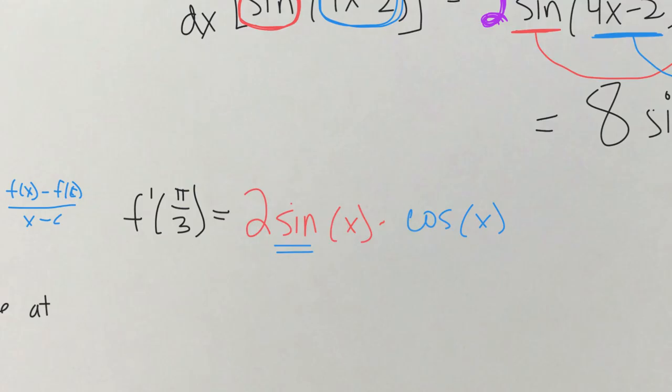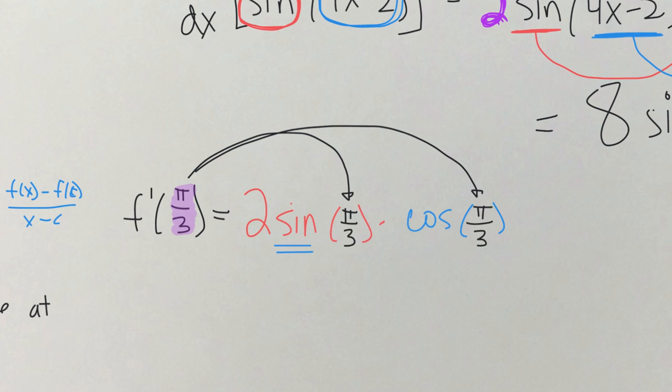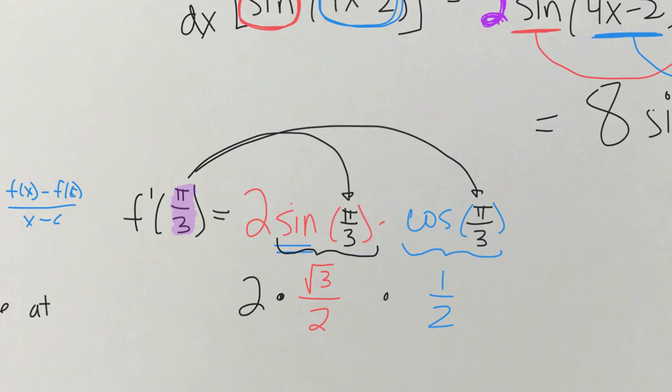And what point do we want the derivative at? Pi over 3. So we're going to put pi over 3 into both of these places. Okay, and I can do that. So this turns into a unit circle problem. What is the sine value at pi over 3? That's root 3 over 2. What is the cosine value at pi over 3? That's 1/2. Okay, remember this is all multiplication. So 2 times root 3 over 2 times 1/2.